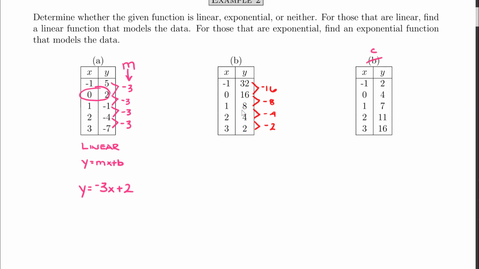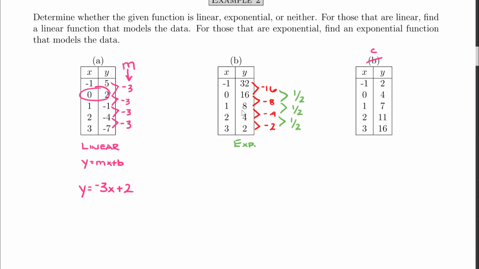So here we would take negative 16 divided by negative 8, and we get positive 2. Let's do it this way, let's do 8 over 16, rather. Negative 8 over negative 16 was positive 1/2. Negative 4 over negative 8 is positive 1/2. Negative 2 over negative 4 is positive 1/2. So a ratio of the differences gives us this value of 1/2. When we see that, we know that it is exponential.